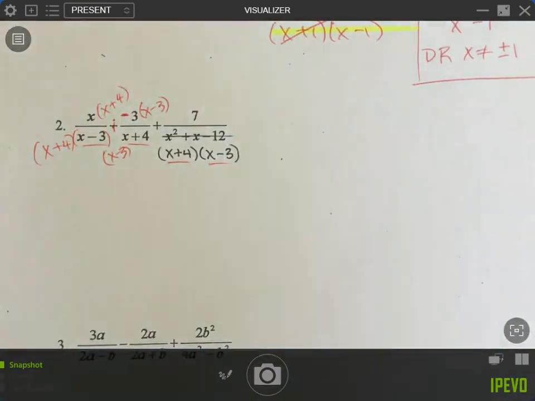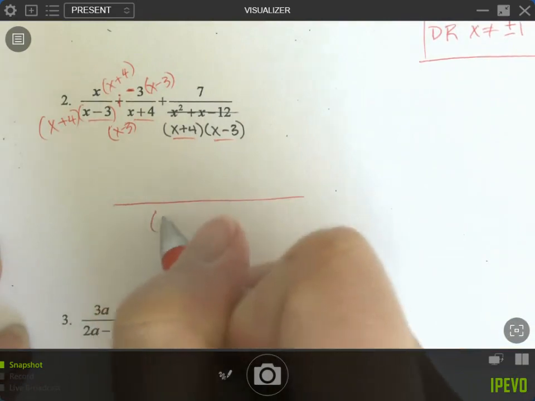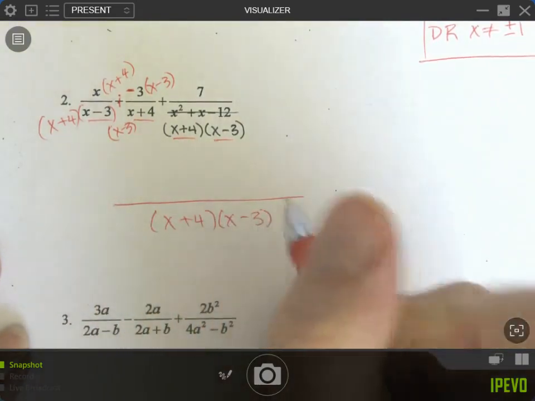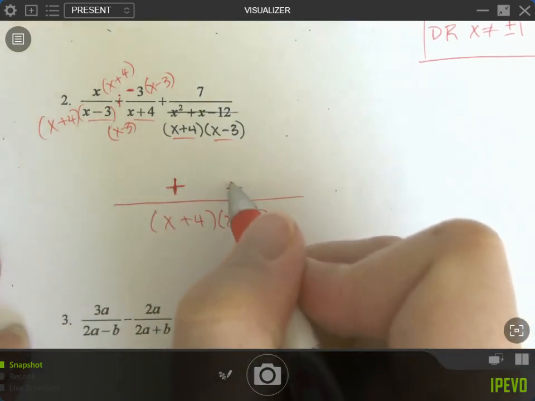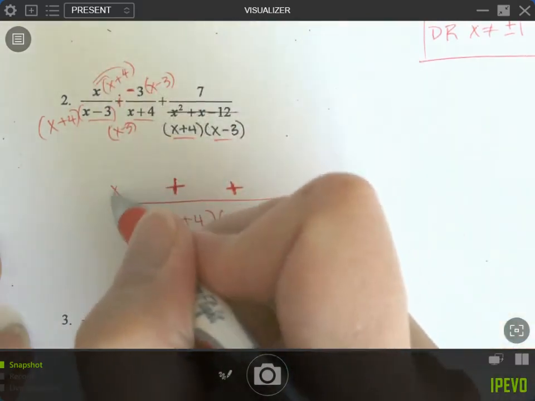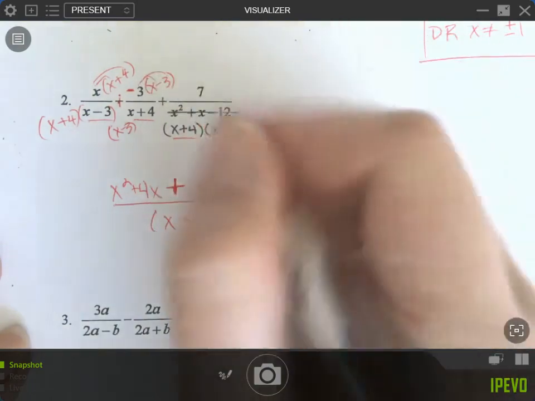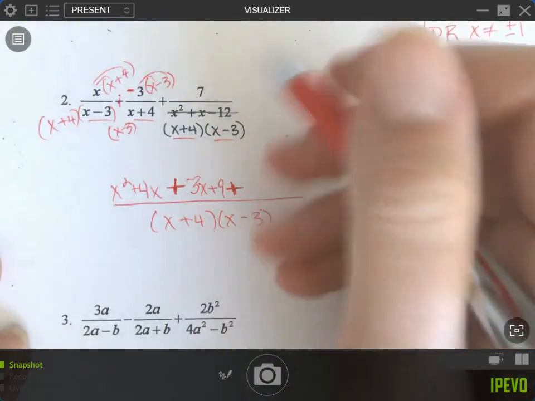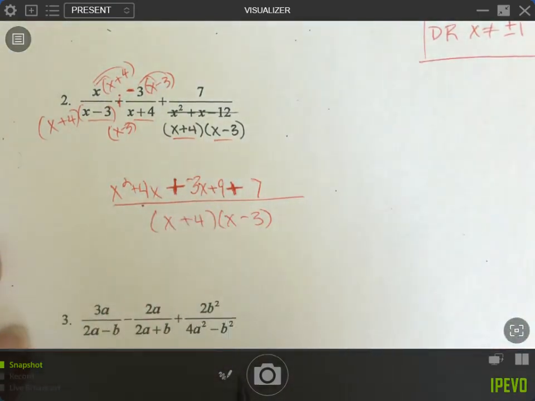Now, you can do how you want here and what works for you. I'm going to write the common denominator once. x plus 4, x minus 3. I have 3 pieces in my numerator, so I could do the work above. I've been doing that a lot recently, or I could just bring it down. I'm going to distribute and have x squared plus 4x. I'm going to distribute and have negative 3x plus 9, and I have my plus 7. So there are the 3 chunks. That's why I put that big plus sign in there.